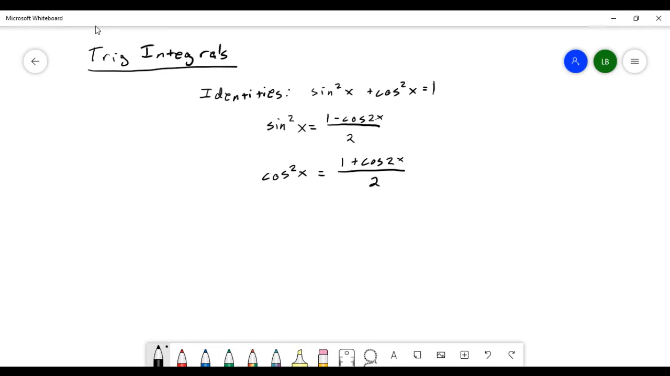So these identities help us to solve integrals of the form sine cubed x cosine squared x dx. For instance, we can't solve this in this form using u substitution, because if we let u be equal to sine, then du would be cosine, but we would only have one cosine. But here we have a cosine squared. So we need to figure out a different way to rewrite this integral.